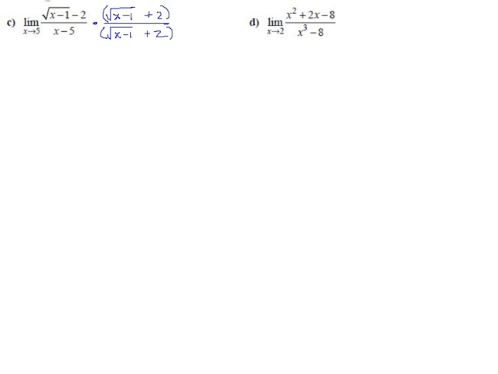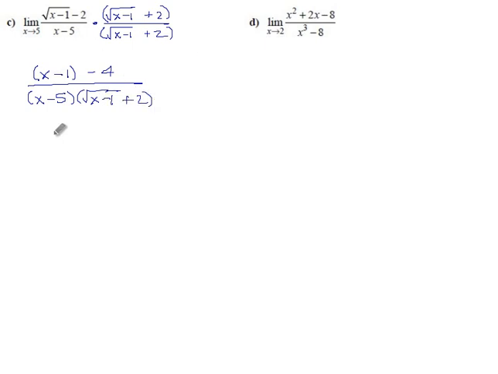There we go. So when we multiply out the numerator, we get root x minus 1 times root x minus 1, which is simply x minus 1. The outside and inside terms will cancel out, and then we get negative 2 times 2, which is negative 4. The denominator I'm not going to expand because I hope to cancel this x minus 5, and that's harder if it's entangled with a bunch of other stuff. So there's our root plus 2.